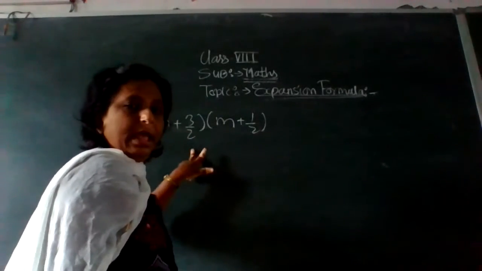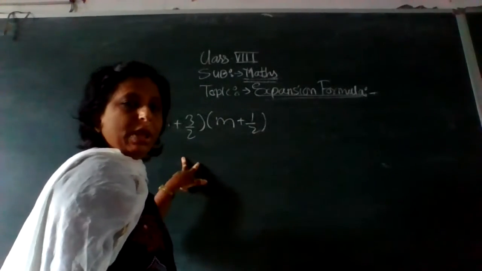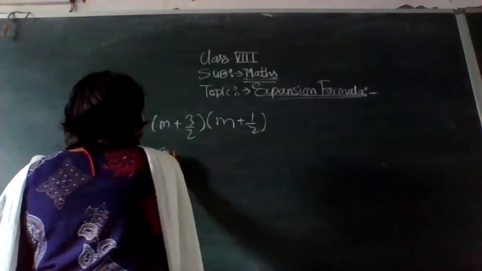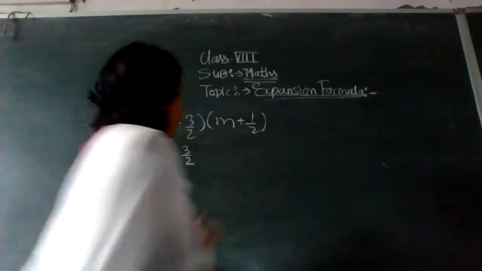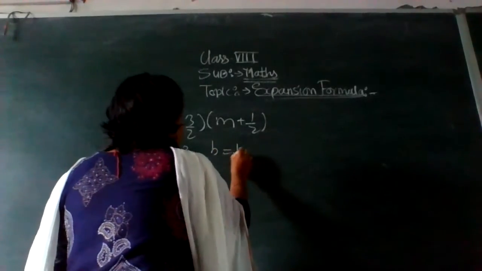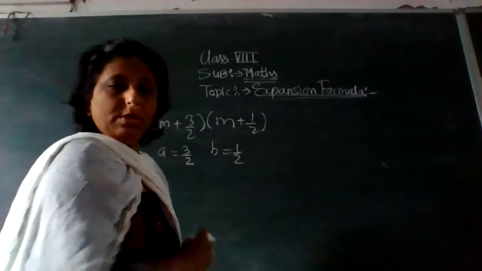(x plus a)(x plus b). So what is the value of a here? What is a for us? 3 by 2. And what is b? That is 1 by 2. b is 1 by 2.